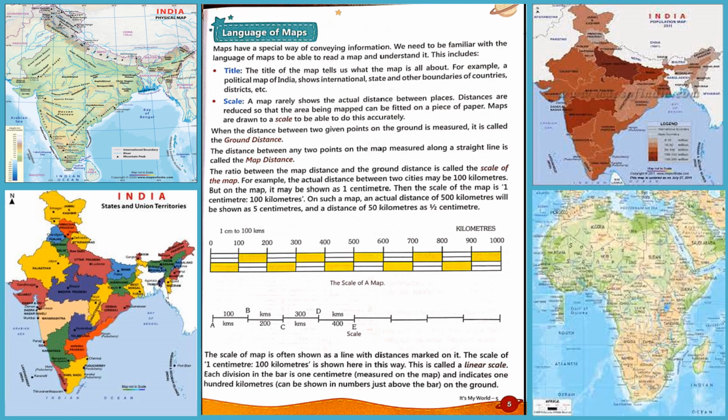That means the actual distance between two cities may be 100 kilometers, but on the map it may be shown as 1 centimeter. Is it clear? The scale of a map is often shown as a line with the distance marked on it. The scale of 1 centimeter to 100 kilometers is shown here in this way. You can see the picture also given. This is called a linear scale. Each division in the bar is 1 centimeter and indicates 100 kilometers on the ground.